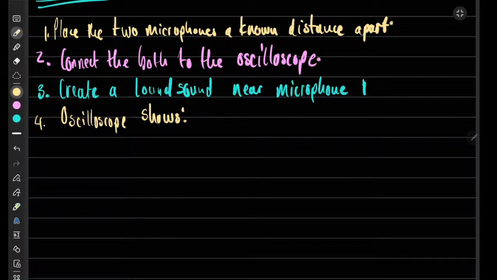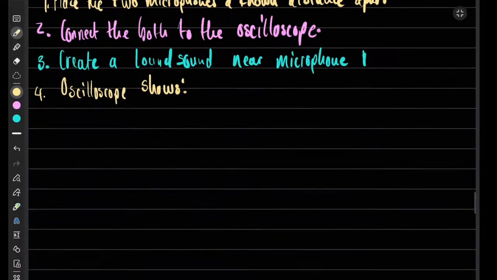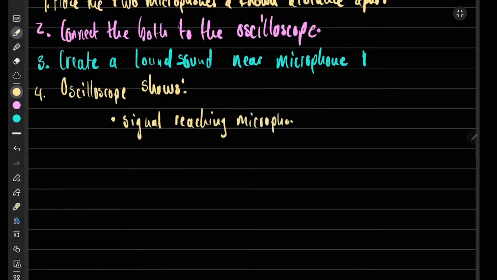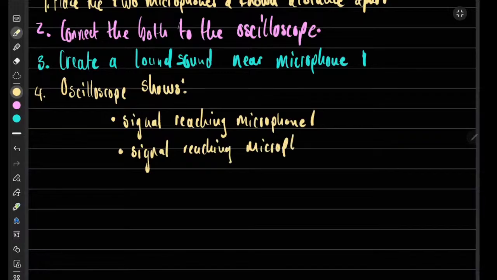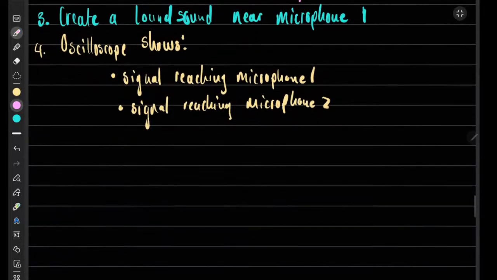So you'll be acting like the sound is at microphone 1. Okay? It's being produced there, because you just go right close to it. The oscilloscope will show the signal reaching microphone 1. Then the signal also reaching microphone 2. Then are we together? Students? Are we together here?